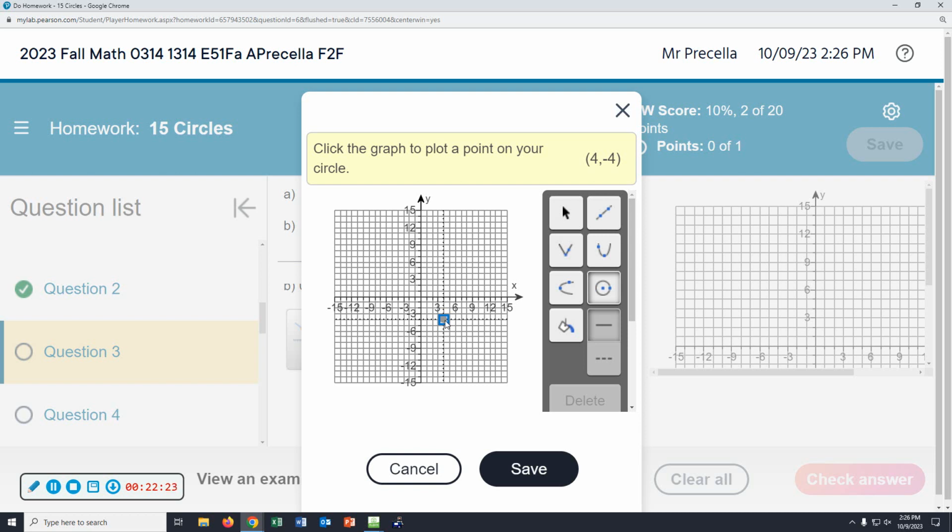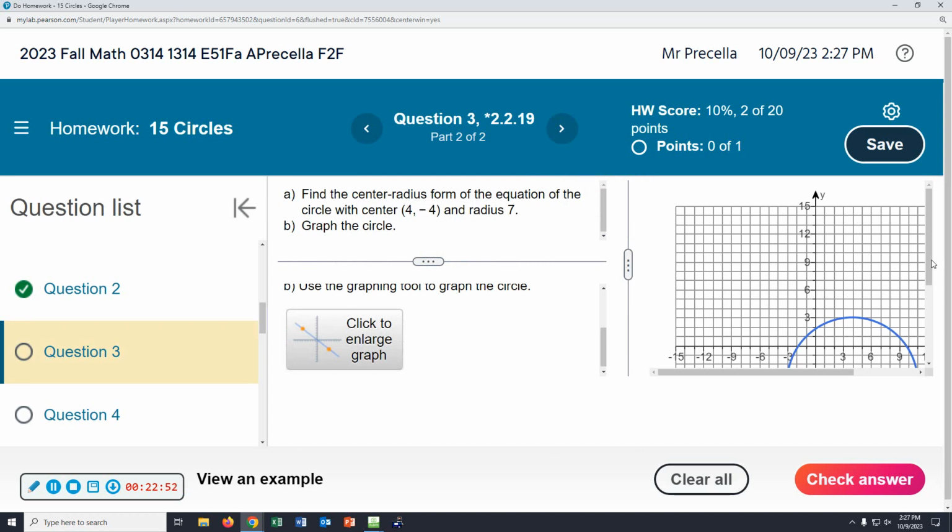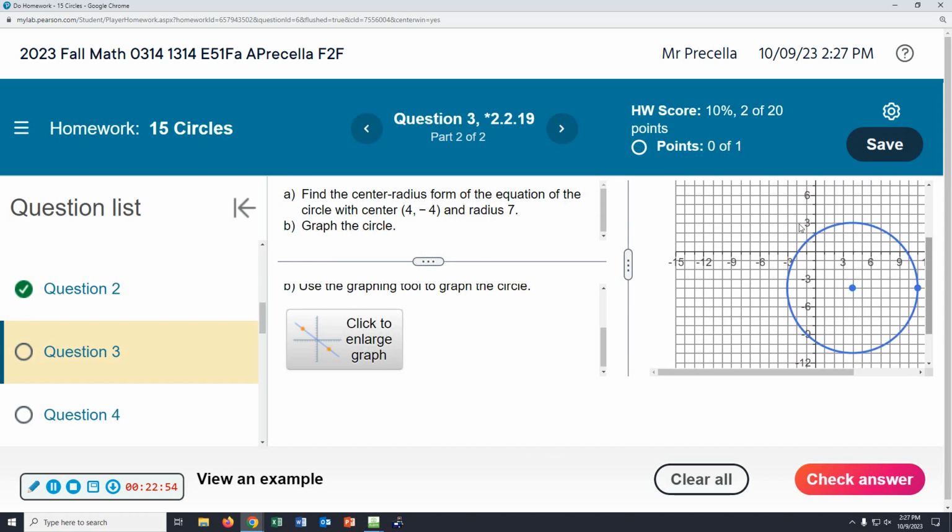What's my x value here? 4 plus 7, so I'm going to 11. 1, 2, 3, 4, 5, 6, 7, 11, negative 4. Is that what I wanted? Yes. And notice if you stop and you count, it's 7 units up, 7 units to the left, 7 units down. You have to save it. You've got to transfer it back to the original grid. Check your answer.